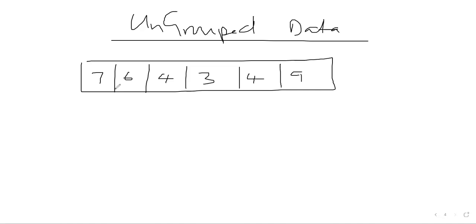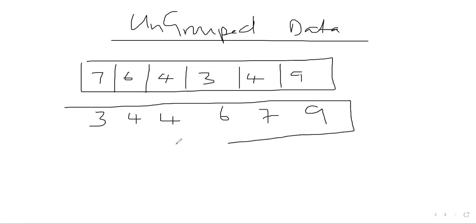The first thing you need to do is rearrange the data in ascending order. What's the smallest figure here? We have 3, 4, 4, 6, 7, 9. So these have already been rearranged in ascending order.